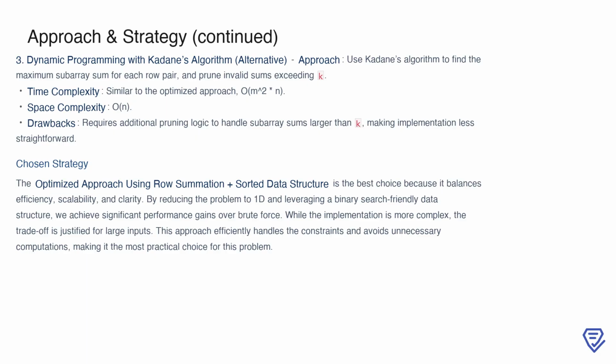Despite its theoretical efficiency, the need for additional pruning logic makes it less intuitive and harder to implement than the row summation method. Ultimately, the chosen strategy is the optimized approach using row summation and a sorted data structure. This method strikes the best balance between efficiency, scalability, and clarity of implementation. By reducing the problem to 1D and leveraging a binary search-friendly structure, it avoids unnecessary computations and handles large inputs effectively. The trade-off in terms of slightly increased complexity is well justified by the substantial performance gains, making it the most practical choice for this problem.